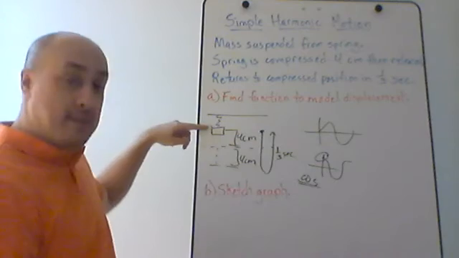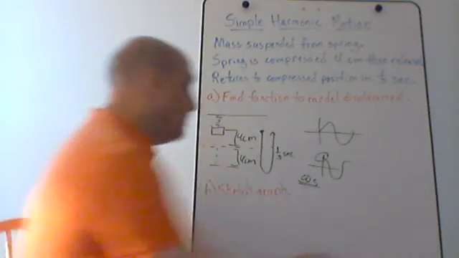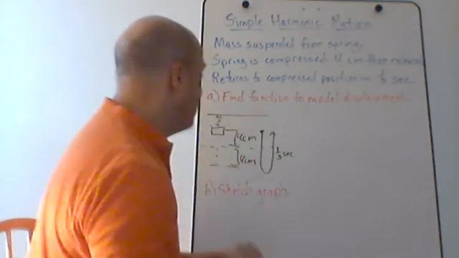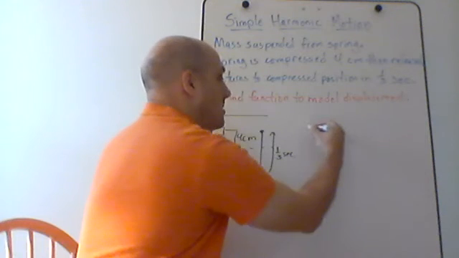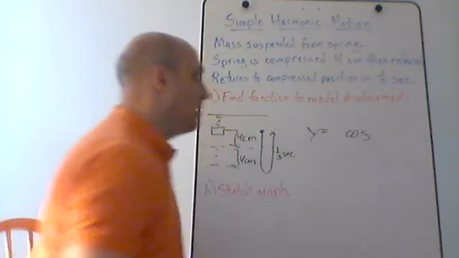If it's starting up at the top, well, the cosine function starts up at the top. We need to use cosine. All right, so that's our first thing, we know we're using a cosine function, so that's not so bad. So it's going to be y equals, I'm going to leave a little space because I need to put a number in front of the cosine.